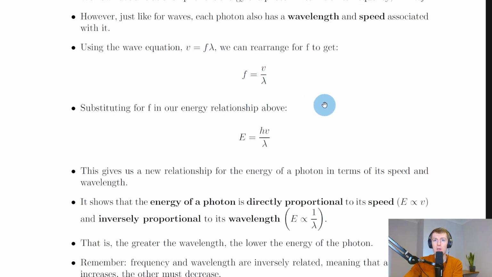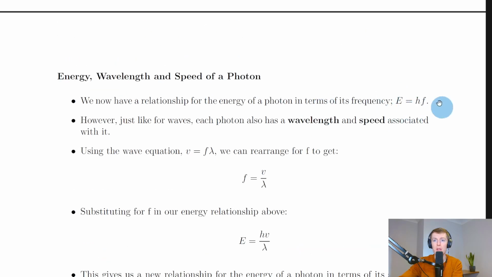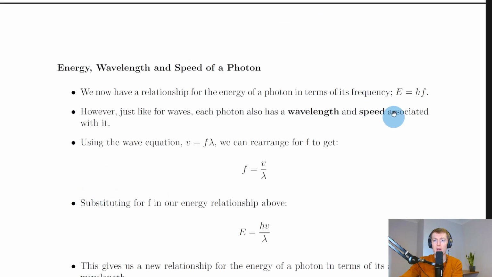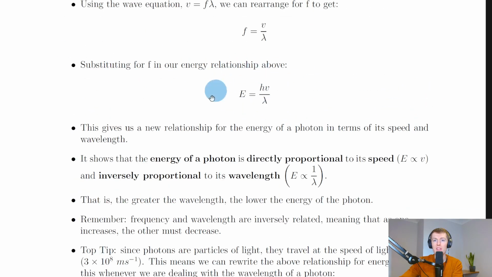What we're trying to do here is, starting with E equals hf for the energy of a photon, see how the energy of a photon will be related to wavelength and speed. So if we take this rearranged form of the wave equation, f equals v over lambda, and substitute it into E equals hf, we end up with E equals hv over lambda, just substituting in for the f. This gives us a new relationship for the energy of a photon in terms of its speed and wavelength.